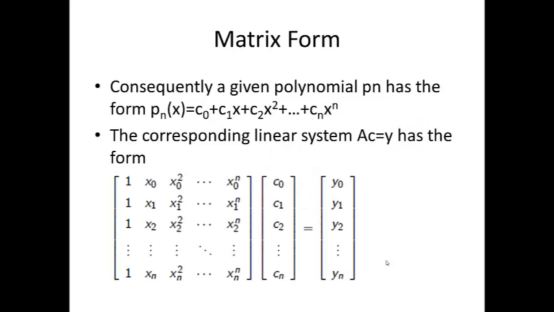Consequently, a given polynomial P sub n has the form P sub n of x is equal to c0 plus c1 x plus c2 x squared plus c sub n x to the n. And the corresponding linear system, Ac equals y, has the form shown on the slide. Now, this coefficient matrix is called the Vandermonde matrix. It can be shown that this is non-singular, provided that the points x0, x1, through xn are distinct. So, in theory, it's invertible, and we can solve the system for the polynomial interpolant.